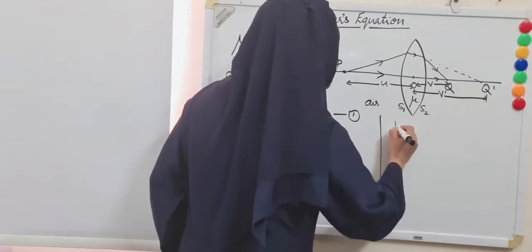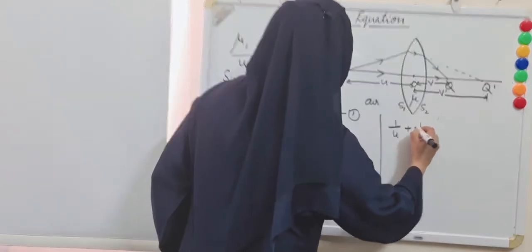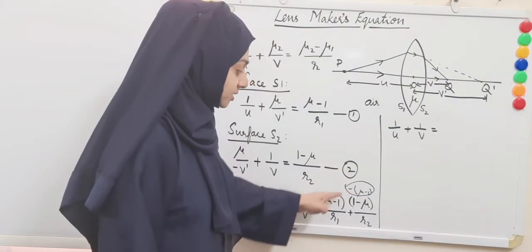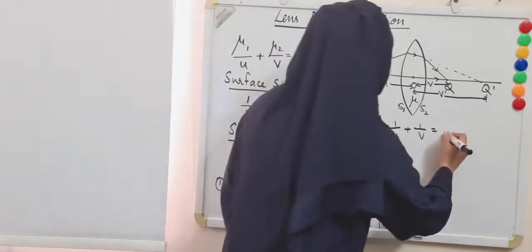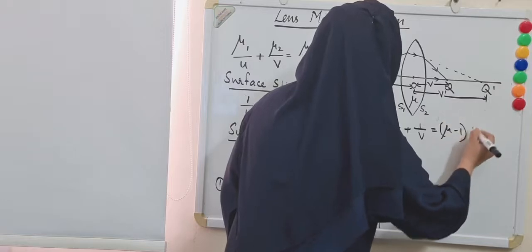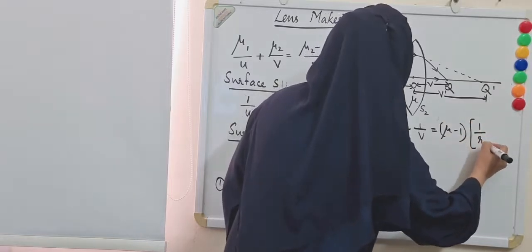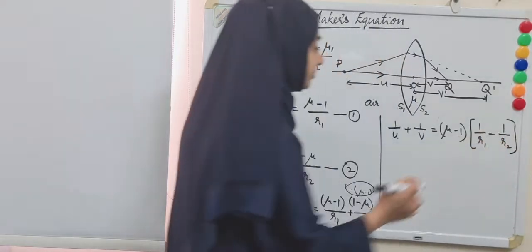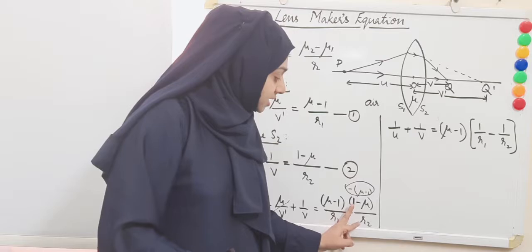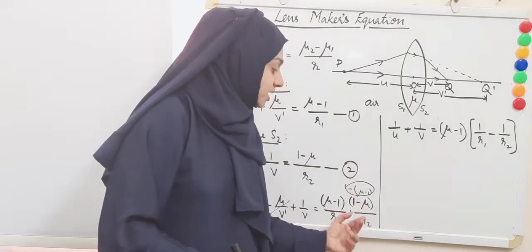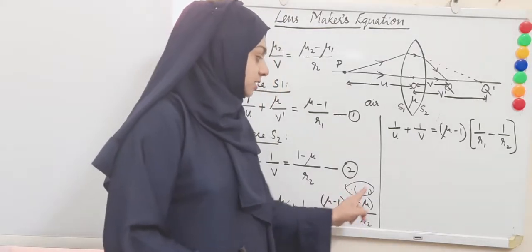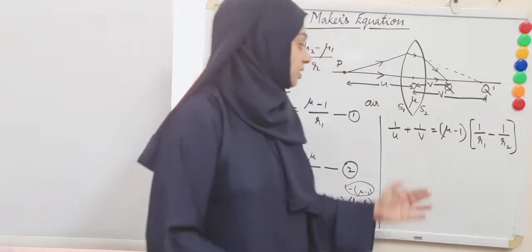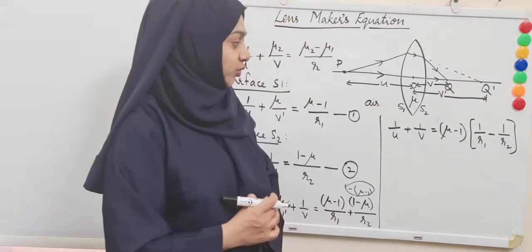So I get the equation 1 by u plus 1 by v is equal to mu minus 1. If I take common outside, it will be mu minus 1 times 1 by r1 minus 1 by r2. How did we get the minus here? Because we have taken plus 1 minus mu as minus of mu minus 1. So there will be a minus sign here, that is this minus sign. So this is the equation we come up with.